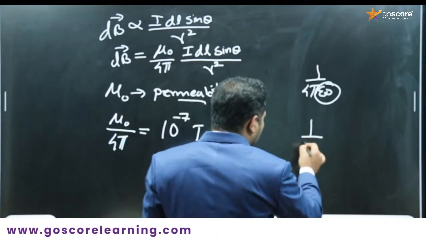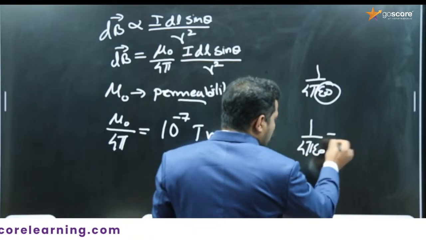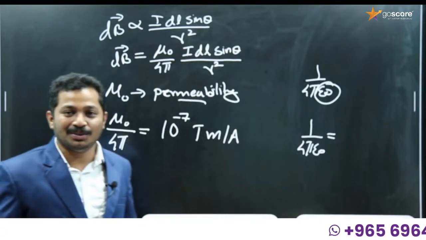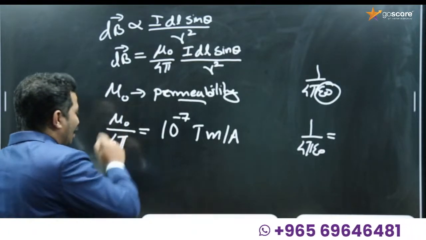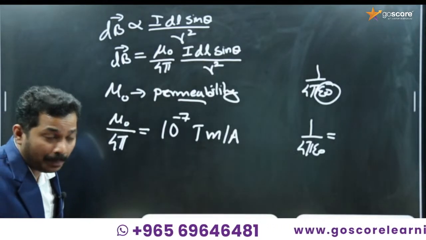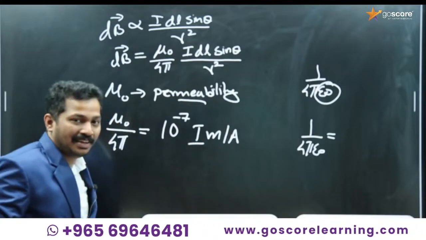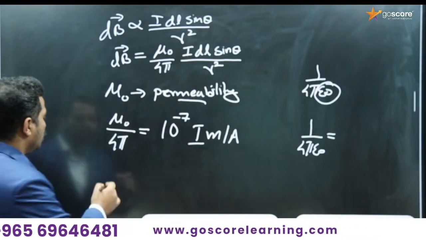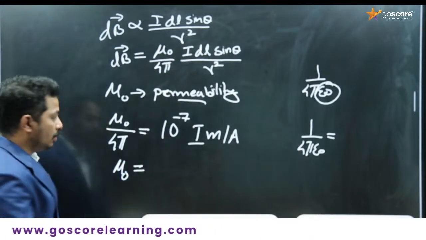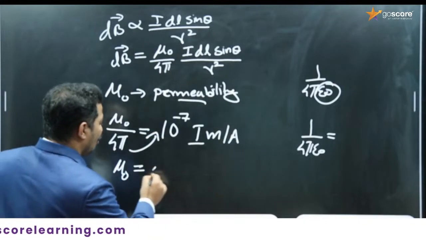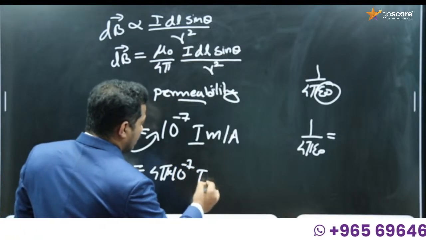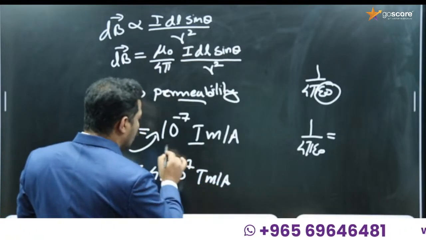Do you remember what 1 by 4 pi epsilon 0 is? Anybody? Please put it in the comment box. So mu 0 by 4 pi is equal to 10 to the power minus 7 Tesla meter per ampere. Tesla is the unit of magnetic field, we will see it later. So from this, what is mu 0? Simply we can multiply with 4 pi, right? So mu 0 is 4 pi into 10 to the power minus 7 Tesla meter per ampere. You should remember both these values.